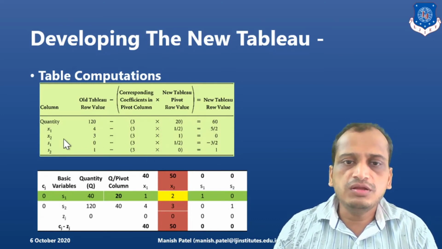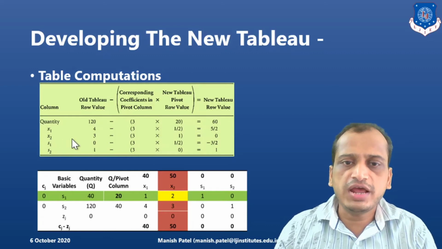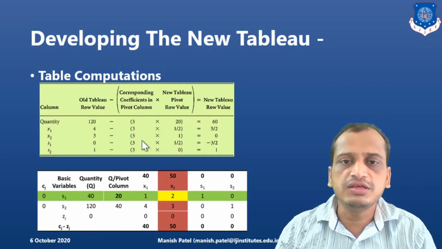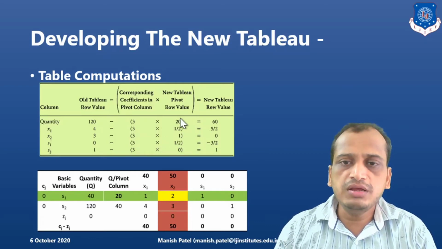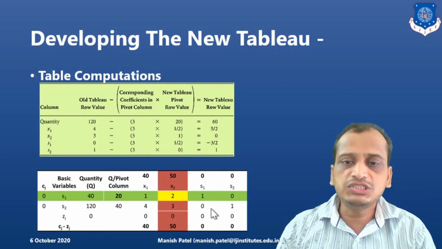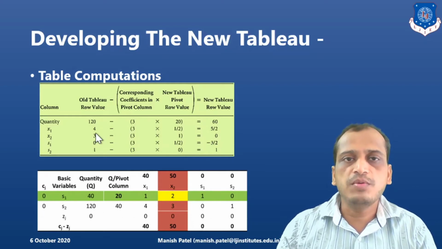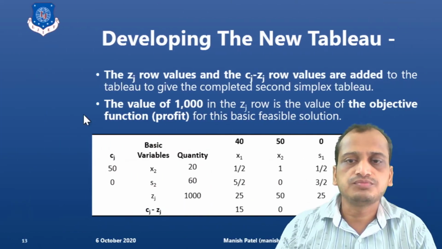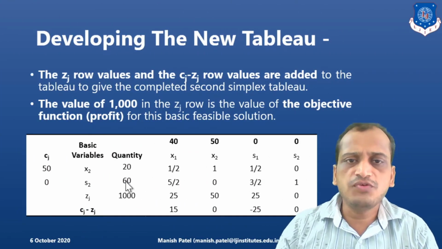Same way for x2, s1 and s2. Let's see for x2. For x2 the value is 3, so we have written 3 here. 3 minus, what is the corresponding pivot column value here? That is 3 definitely, so we have written 3 here, into 1. What is the corresponding pivot row value? That is 1. So we have written 1 here, which gives 0. Hence in this way, for this next row, we have found out the row elements with the help of this formula. Clear?